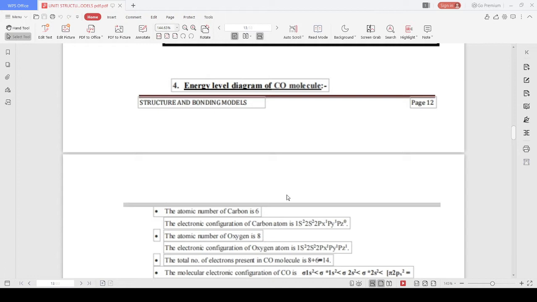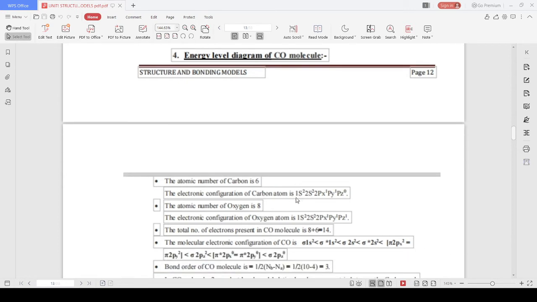The total number of electrons is 14. So the molecular electronic configuration of carbon monoxide is sigma 1s2 less than sigma star 1s2, less than sigma 2s2 less than sigma star 2s2, less than pi 2px2 equal to pi 2py2, less than sigma 2pz2 less than pi star 2px0 equal to pi star 2py0 less than sigma star 2pz0. 0 means no electrons in the orbitals.